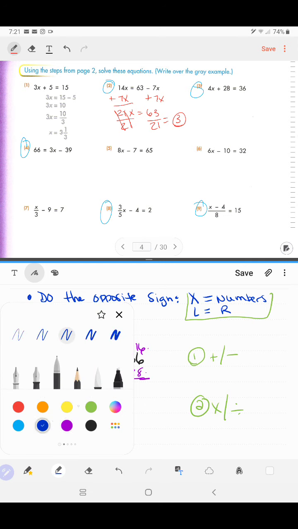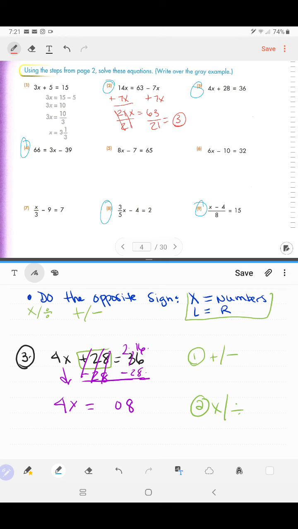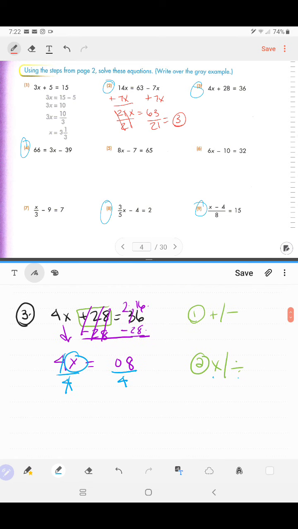Next step is to multiply or divide. 4 times x is what this means. So the opposite of times or multiply is divide. Divide with the 4. X is free. 8 divided by 4 is 2.